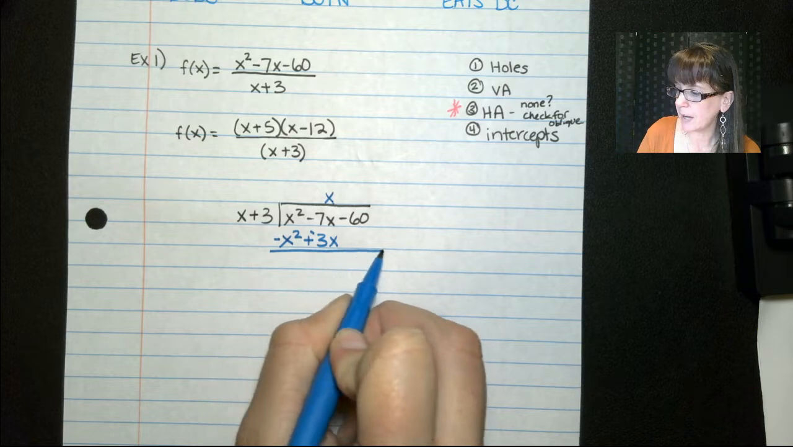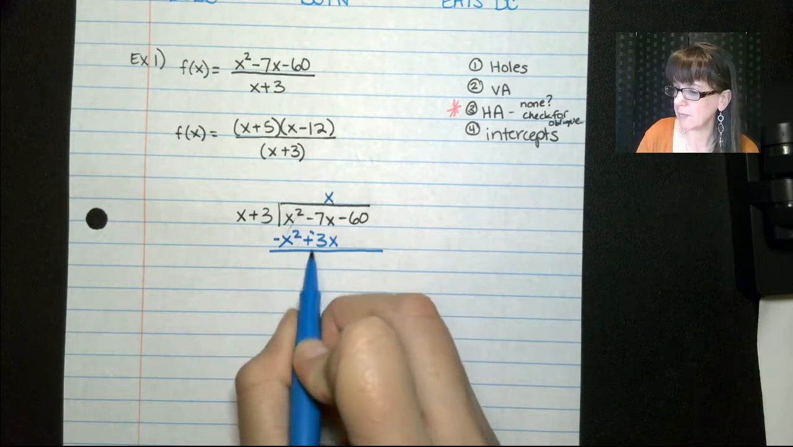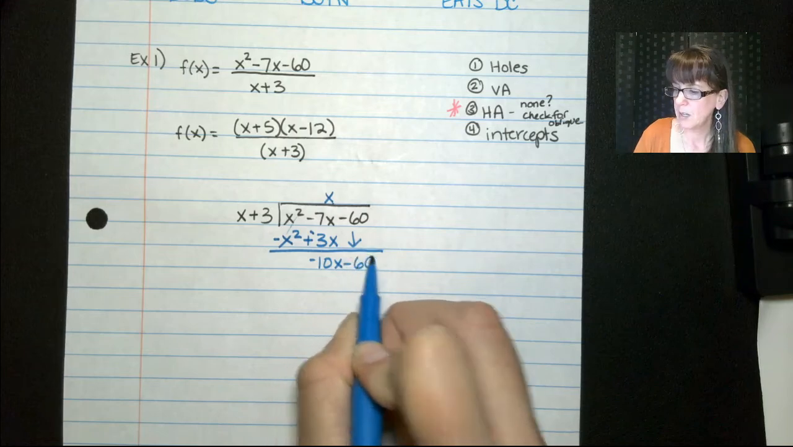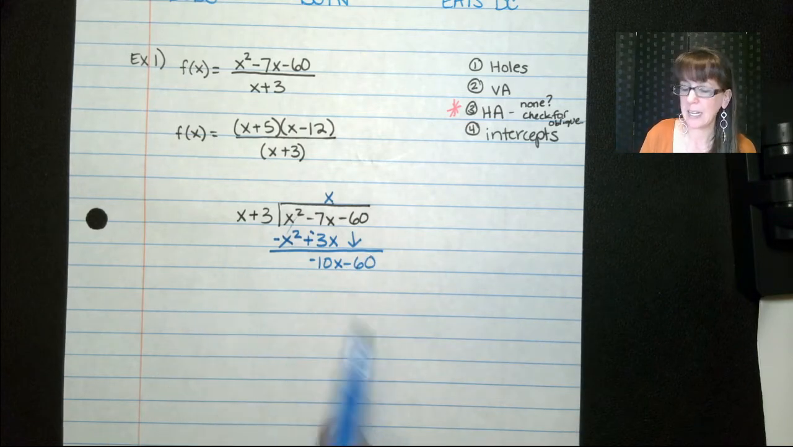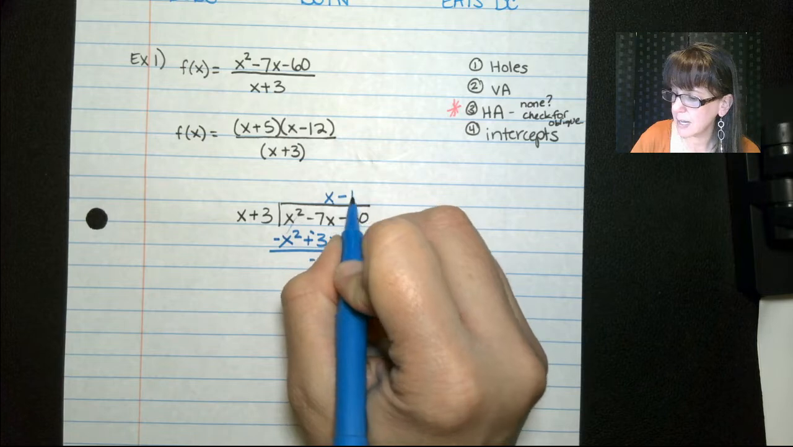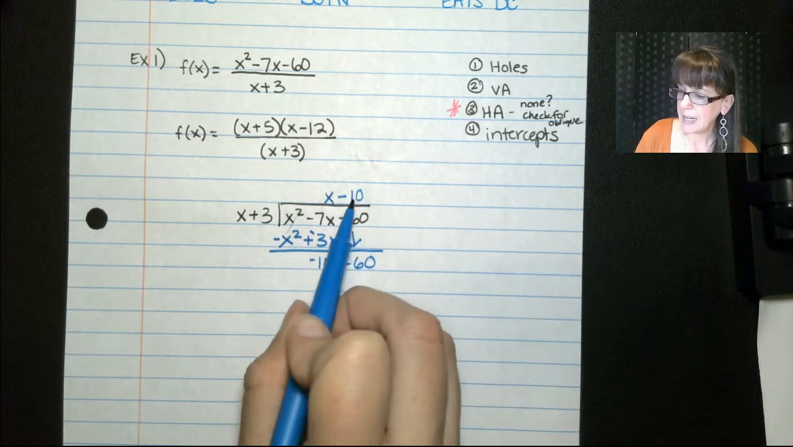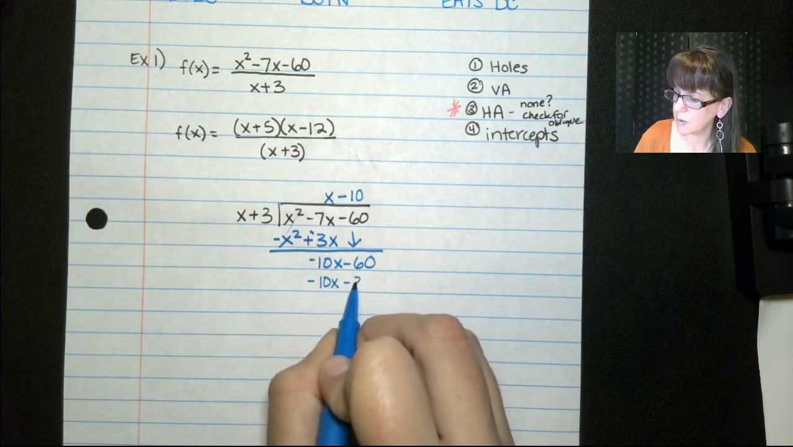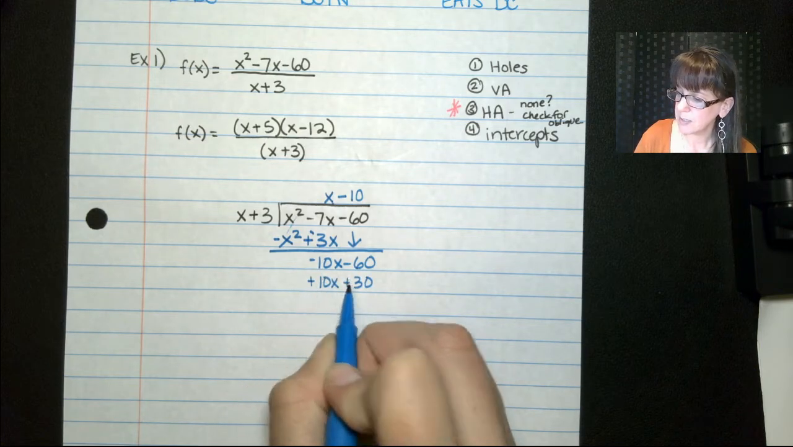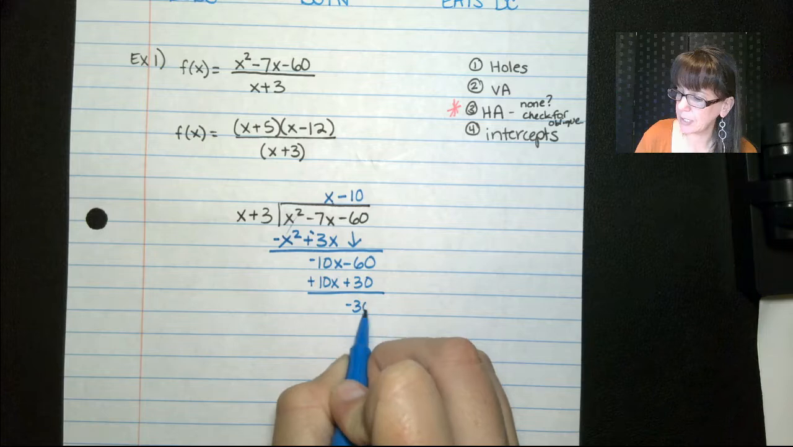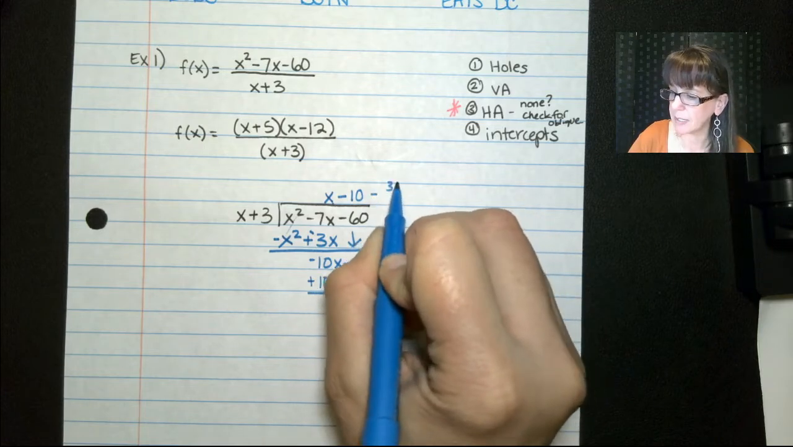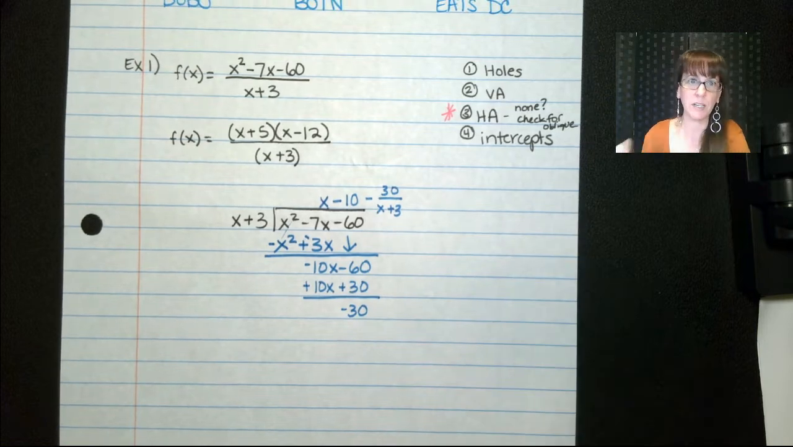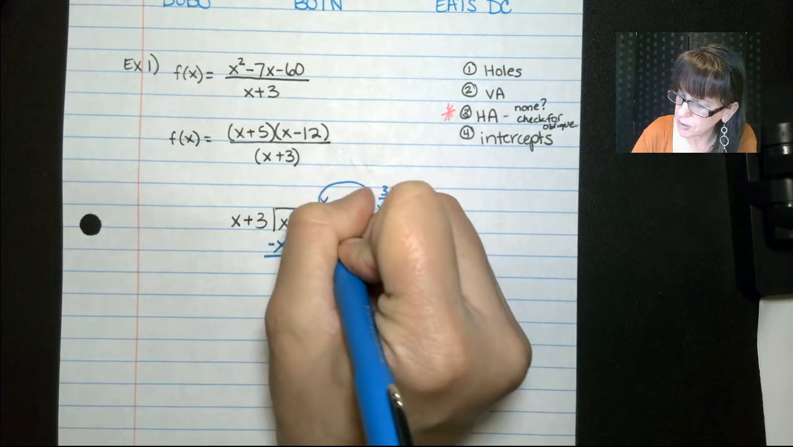So here what we have is these guys go away, and we have negative 10x. When we change our signs, we also bring down. Now we look at this. What do I need to multiply x by to get negative 10x? Just negative 10. Negative 10 times these two things will give me negative 10x minus 30. Change our signs. We get negative 30 is our remainder. So technically we would write it like this. But when we're talking about oblique asymptotes, I don't even care what the remainder is. This is the information that you want.